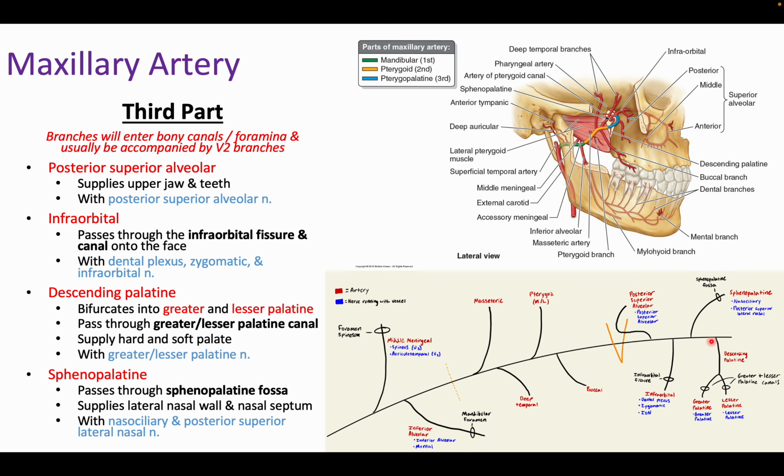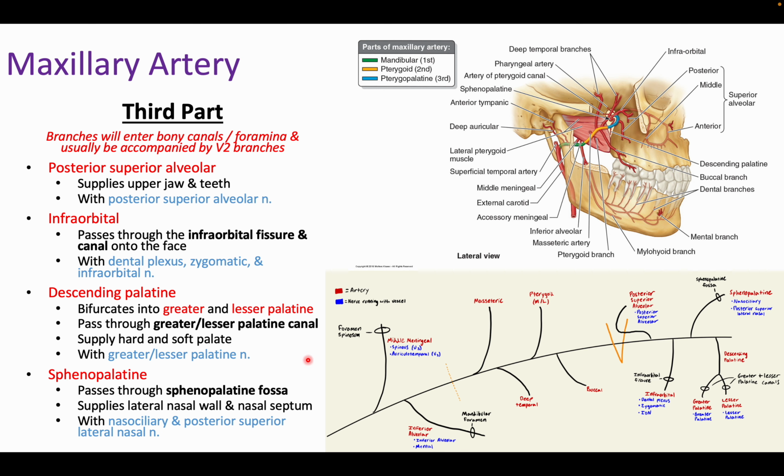Next, we're going to look at our descending palatine artery. So that's going to come off, bifurcate into the greater and lesser palatine arteries. And then they're going to travel through a canal of the same name, so greater palatine canal or lesser palatine canal. And it's going to supply the hard and soft palate, which is, remember, kind of in the roof of your mouth. And then running with those, we're going to have our greater and lesser palatine nerves. So those are all kind of named the same name.